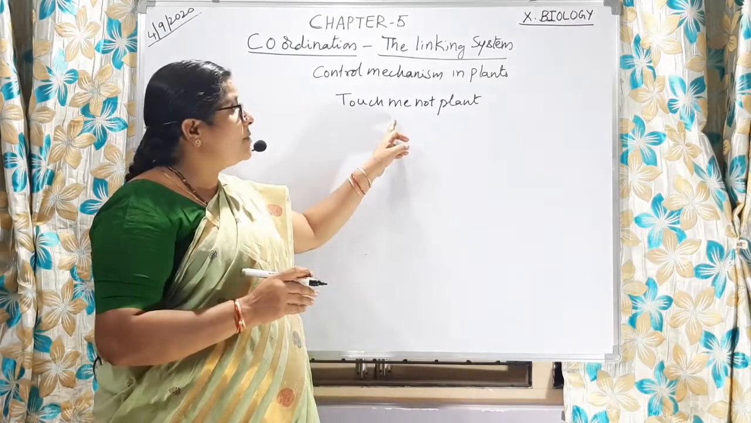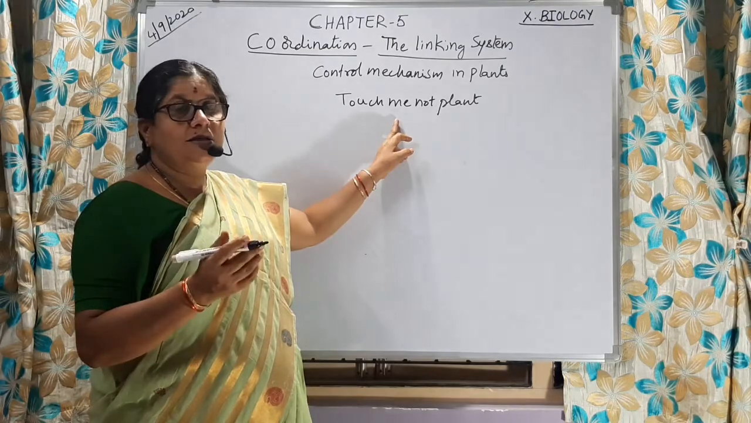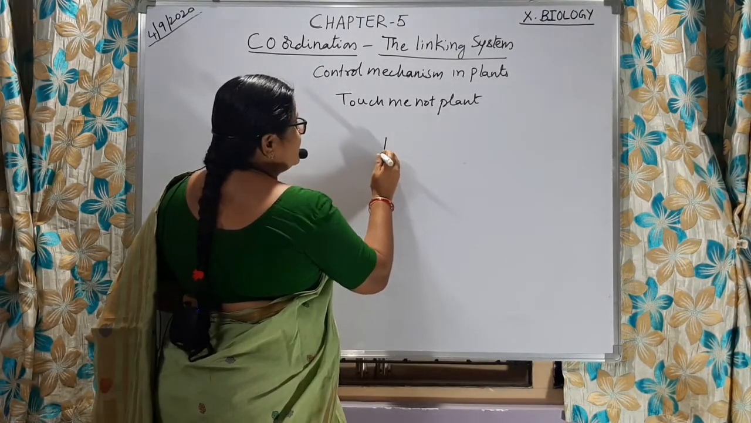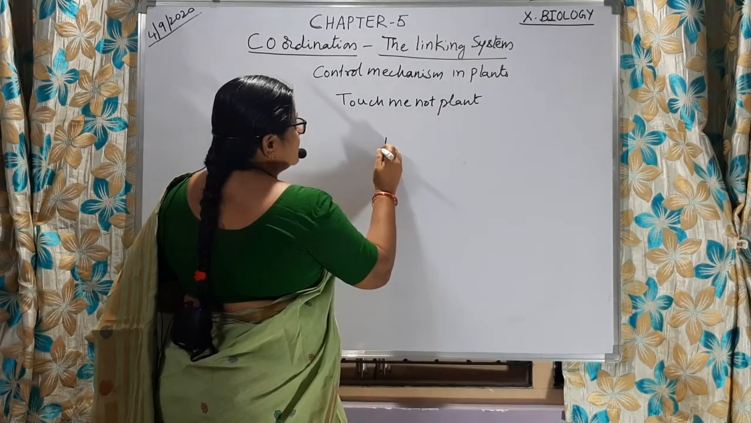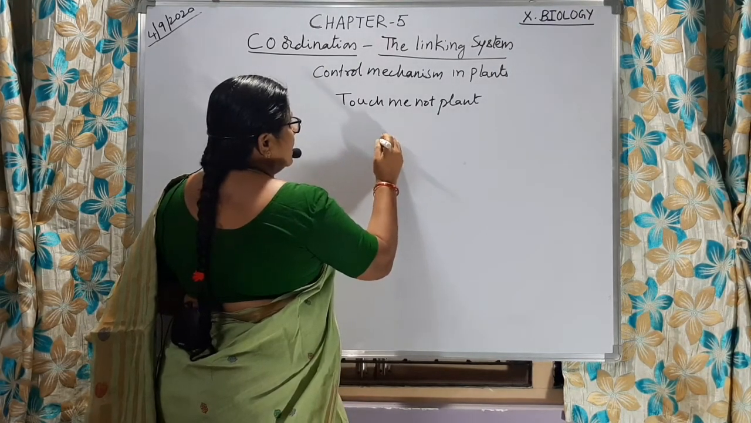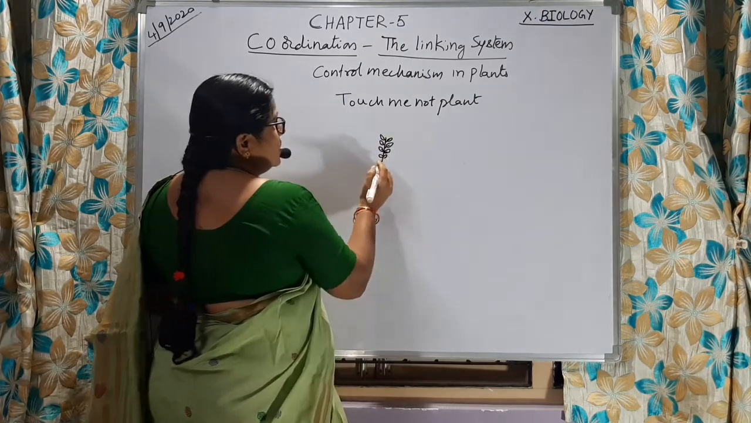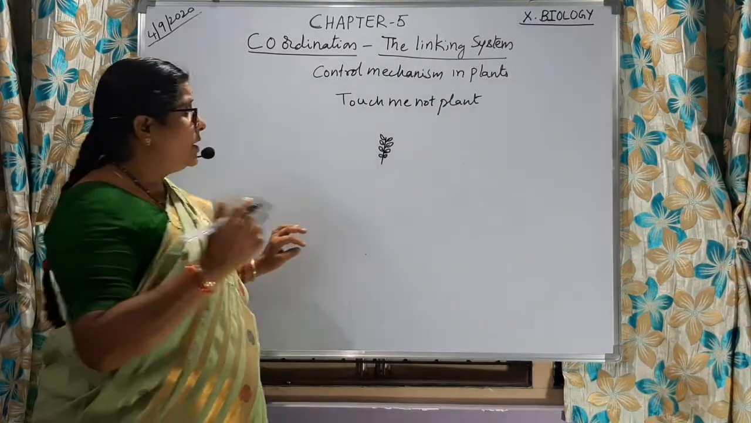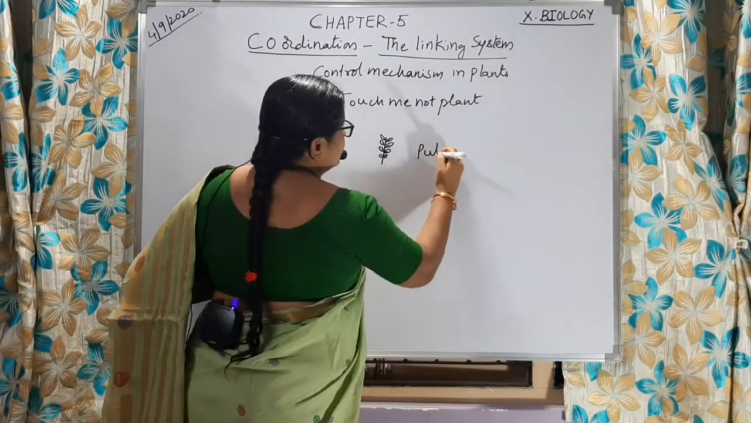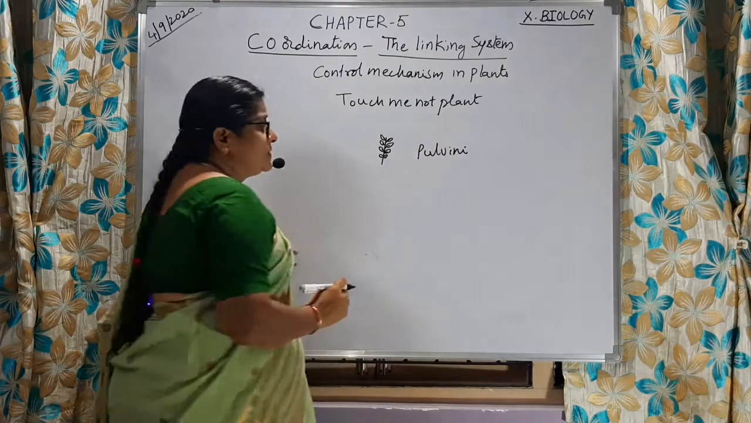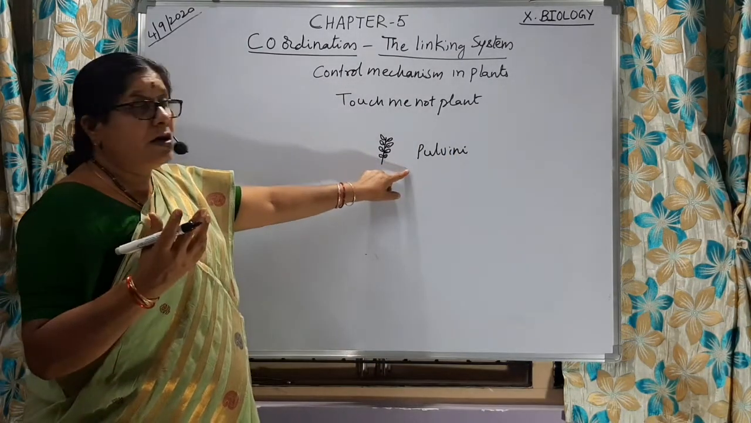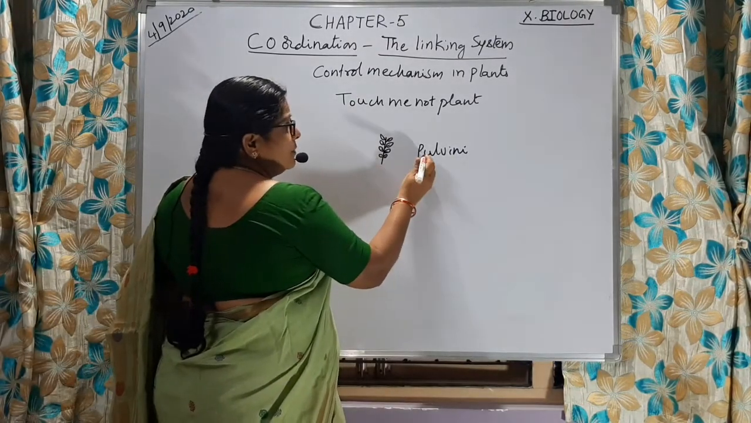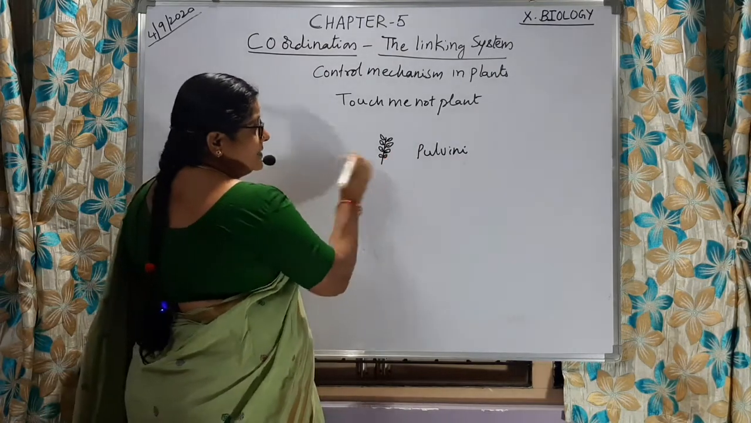So how do the touch-me-not plant leaves show this response? If we observe, the leaves will be like this. At the base of these leaves, they have structures called pulvini. They hold water because they contain large intercellular spaces. So the water will be stored in the pulvini at the base of the leaf.